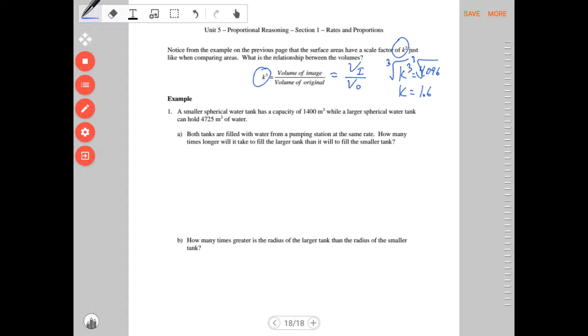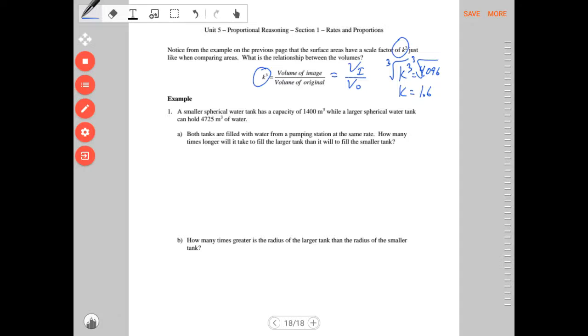Okay, so example one. A smaller spherical water tank has a capacity of 1,400 cubic meters, while a larger spherical water tank can hold 4,725 cubic meters of water. Both tanks are filled with water from a pumping station at the same rate. That's important. How many times longer will it take to fill the larger tank than it will to fill the smaller tank? The idea here is we just need to know how many times bigger the bigger tank is, because if the water is flowing in at the same rate, then that's all that we're doing here.